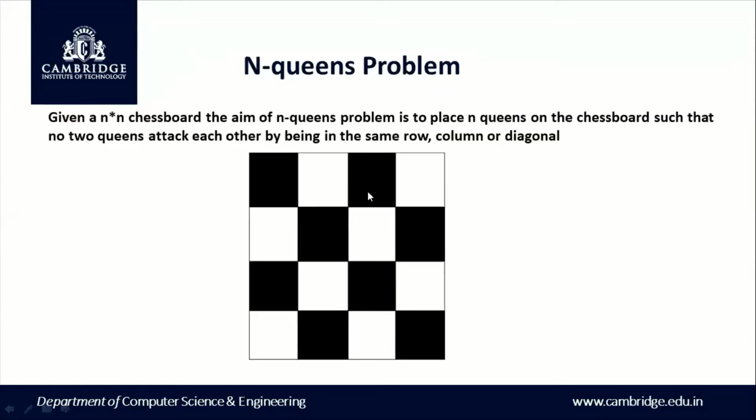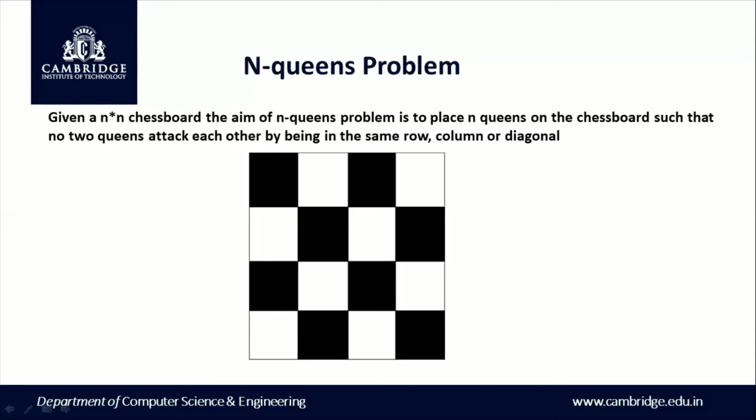Now, what is the N-Queen's problem? The first problem that we're going to discuss is called the N-Queen's problem. The problem goes like this. Given an n by n chessboard, the aim of the N-Queen's problem is to place n queens on the chessboard such that no 2 queens attack each other by being in the same row, column, or diagonal.